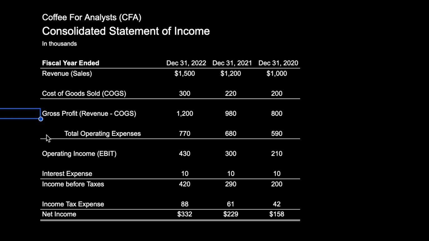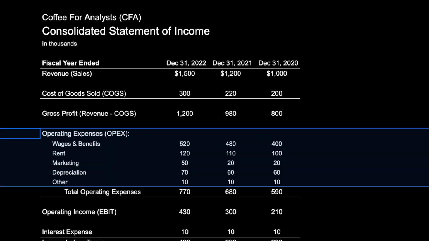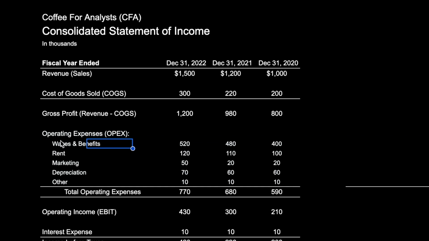The next section is your operating expenses, or opex for short. These are called indirect expenses, and they represent the money spent running the business generally that you cannot tie directly to the final items sold. So for a coffee shop, this would include your wages and benefits paid to your employees, the rent you pay for your store, any marketing campaigns as well. Any large purchases of equipment might show up as depreciation.